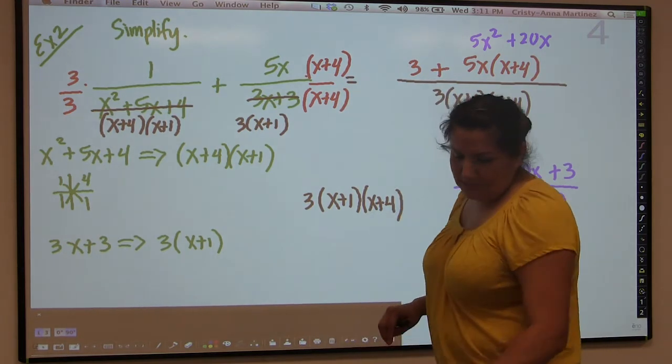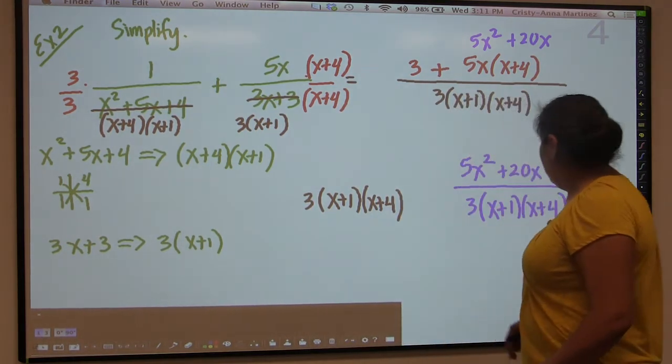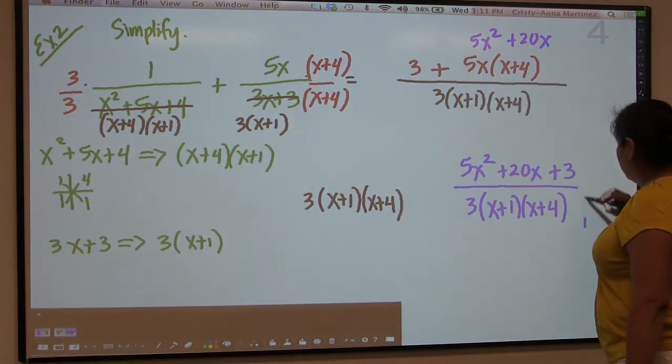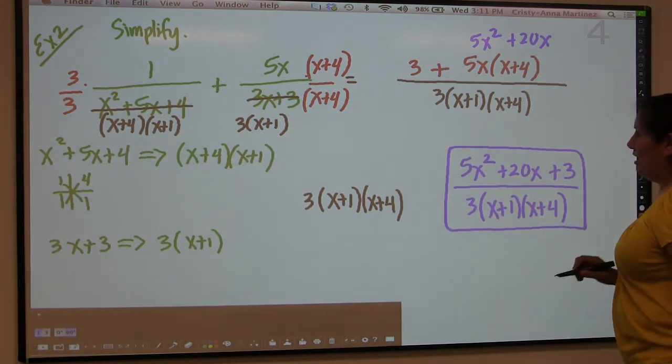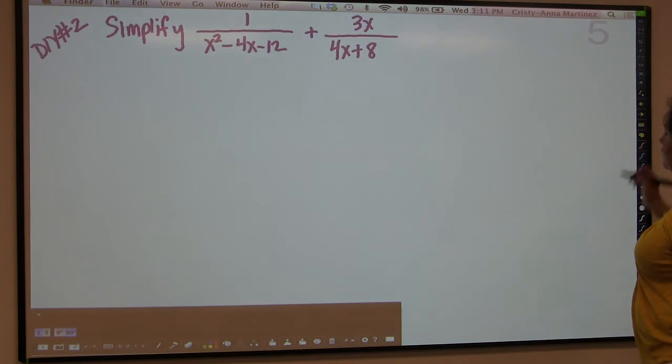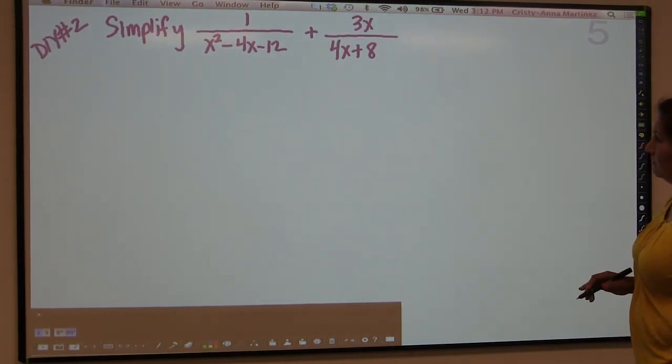So that is how you simplify the expression. Alrighty? So now I'm going to ask you guys to do one on your own. Simplify this one expression. You want to add those two together.